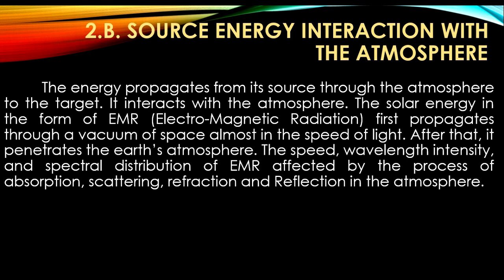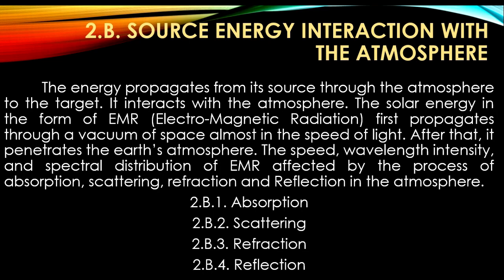The solar energy in the form of electromagnetic radiation first propagates through the vacuum of space almost at the speed of light. After that, it penetrates the Earth's atmosphere. The speed, wavelength, intensity and spectral distribution of EM radiation are affected by the processes of absorption, scattering, refraction and reflection in the atmosphere. Absorption, scattering, refraction and reflection.